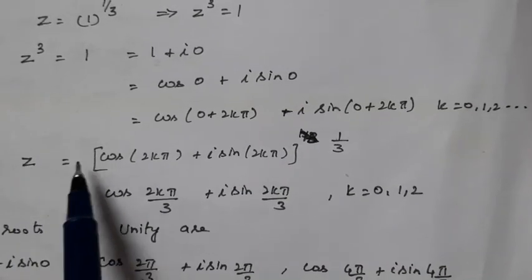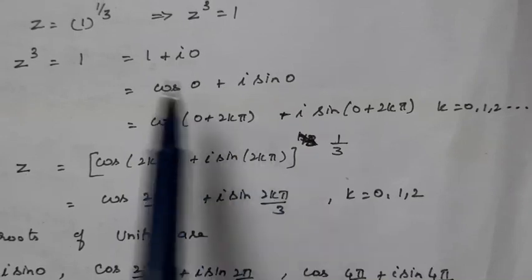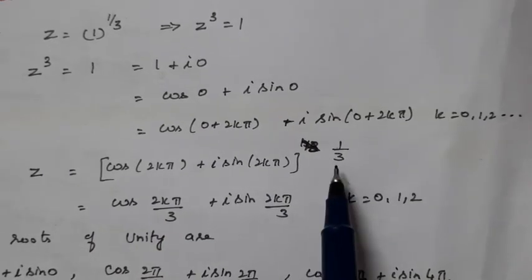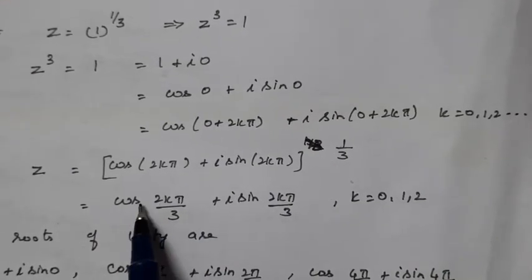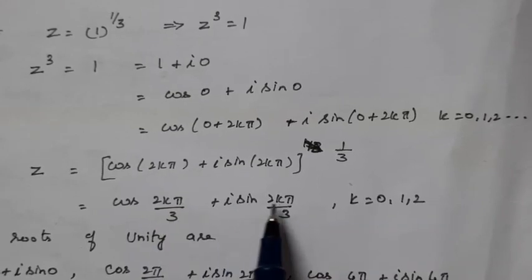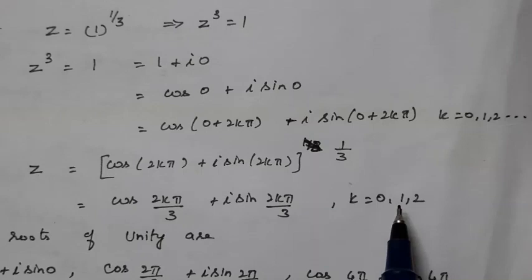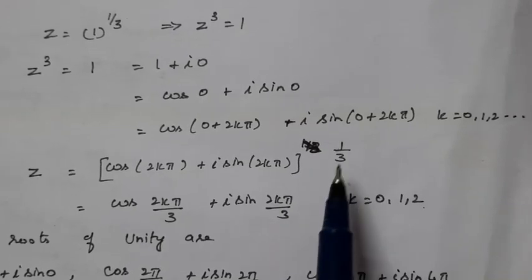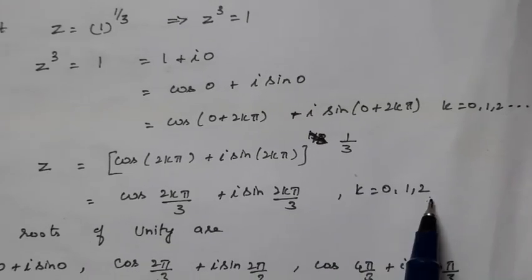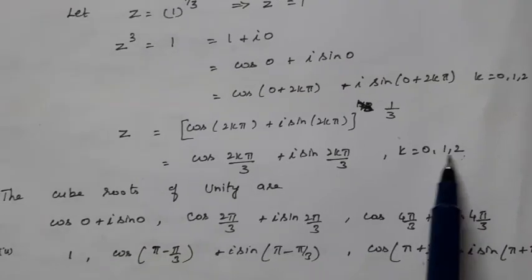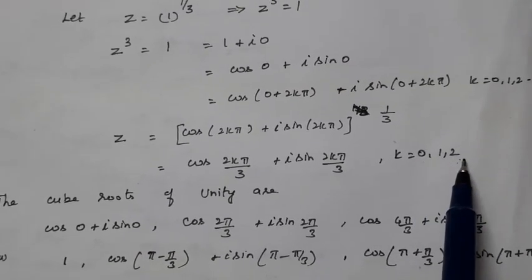And then z is equal to (cos 2kπ + i sin 2kπ)^(1/3). Then applying De Moivre's theorem, we have cos 2kπ/3 + i sin 2kπ/3, where k is restricted to only 3 values: 0, 1, 2. Here it is 3, so only 3 values; for n it is n minus 1, so 3 minus 1, that is 2. Only 3 values: 0, 1, 2.